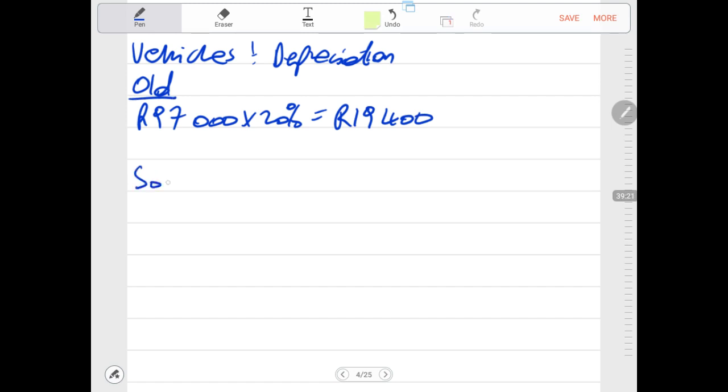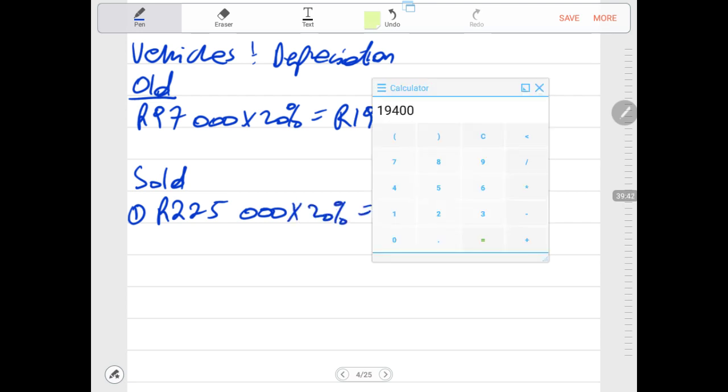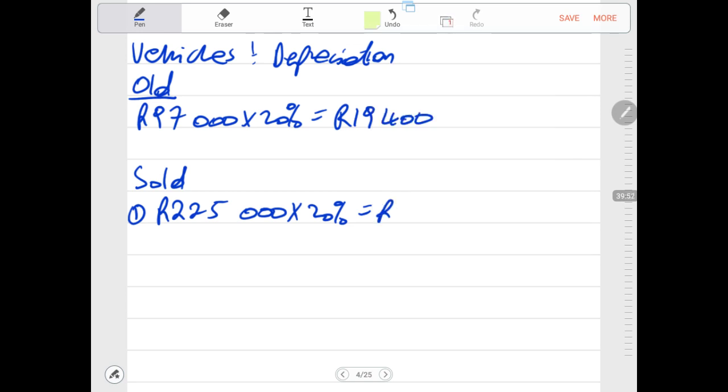Then we need to calculate depreciation for the sold vehicles. Remember, under sold there is number 1, which is the one that was costing 225,000 rands. You know that we have deducted the 30,000 cost of the other vehicle, times by 20%. So now we say 225,000 rands times 0.2, it gave us 45,000 rands.